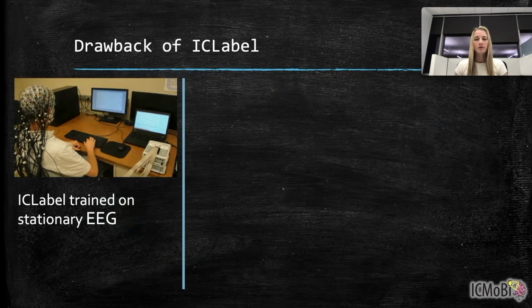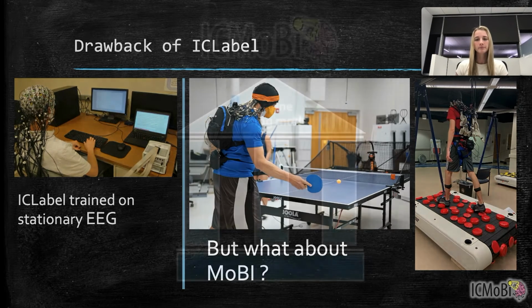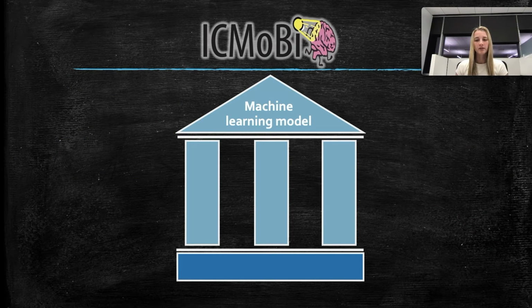And this brings us to one of the major drawbacks with IC Label, which is that it was trained primarily with stationary EEG data, which does not fully represent the data content of mobile EEG studies. In MoBI data, we have a lot more neck muscle activity, muscle activity in general, and movement-related artifact. And in machine learning, your model is only as good as the data that it's trained on. So we thought that training a component classifier with mobile EEG data may lead to better model performance in classifying ICs from mobile recordings. So we are developing a new machine learning model using MoBI data.